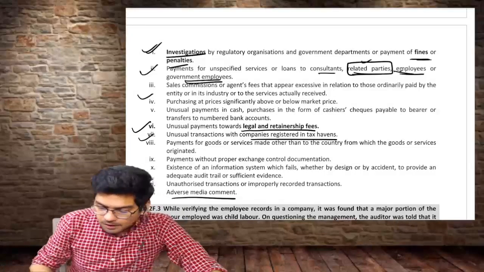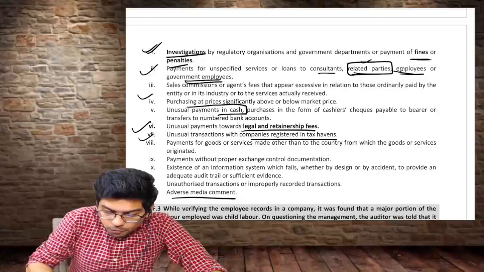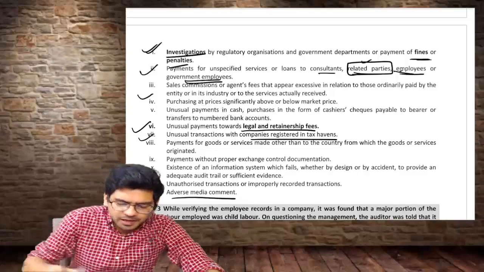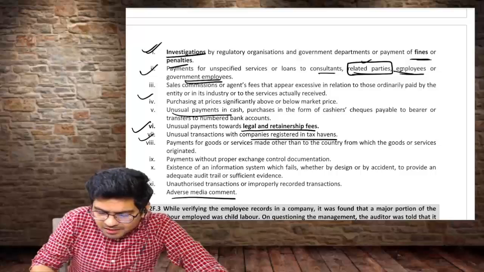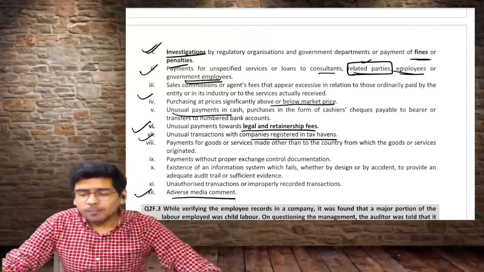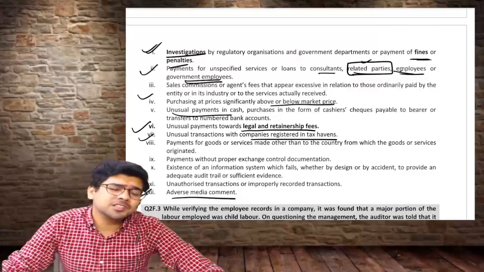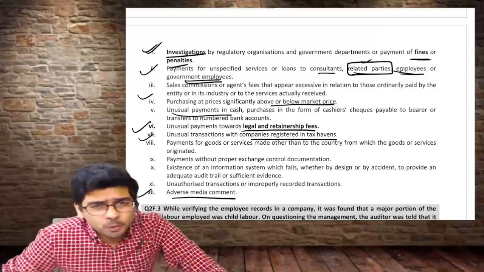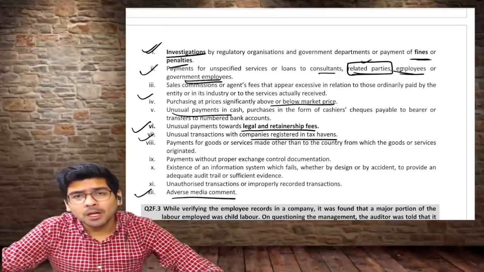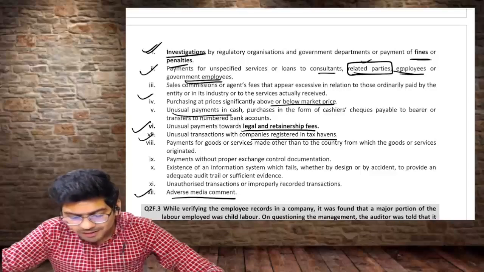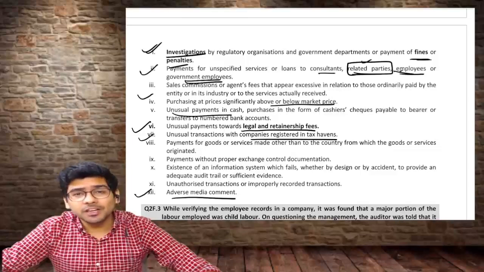Let's say, unusual payments in cash. If you make huge payments in cash, again, then there's a problem. Okay, then purchasing at prices significantly above or below the market prices. You either purchase it at a very high price. Now why will you be doing that? Again, to inflate your expenses, let's say. Or let's say you purchase it at a very low price.